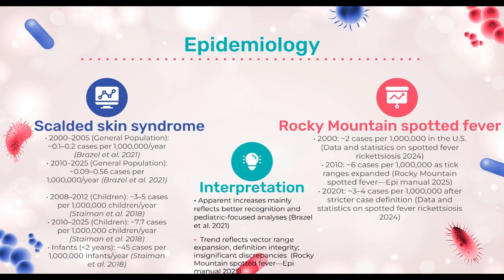For Rocky Mountain spotted fever, rates were around 2 cases per million in 2000, increased to about 6 per 1 million people by 2010 as tick habitats expanded and the vector broadened its range geographically. Rates now appear to be 3 to 4 per 1 million because the case definition became stricter, not because the disease decreased in showing up.